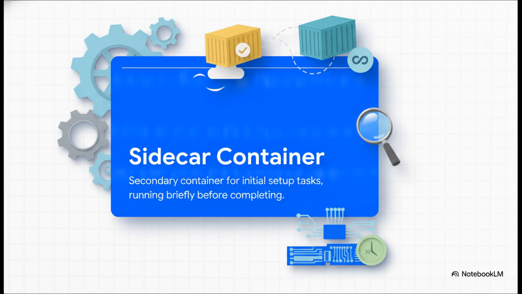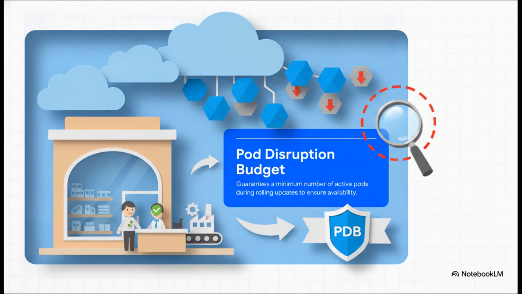Usually we run one main application container per pod, but sometimes you need a secondary container, a sidecar, to fetch a configuration or prime a database for 30 seconds before the main app starts. Once that sidecar finishes, it enters the completed state and never runs again, all while your main application container stays running indefinitely. Let's talk about pod disruption budgets.